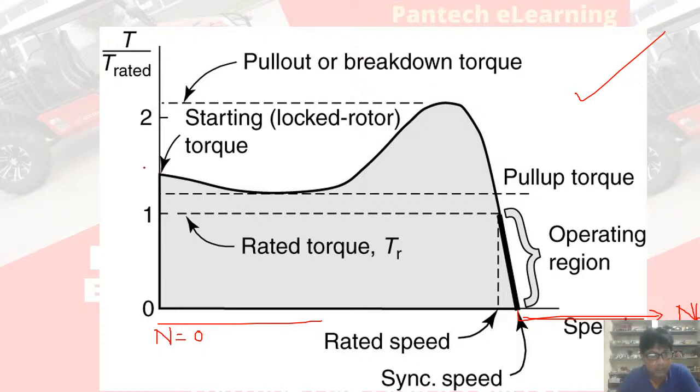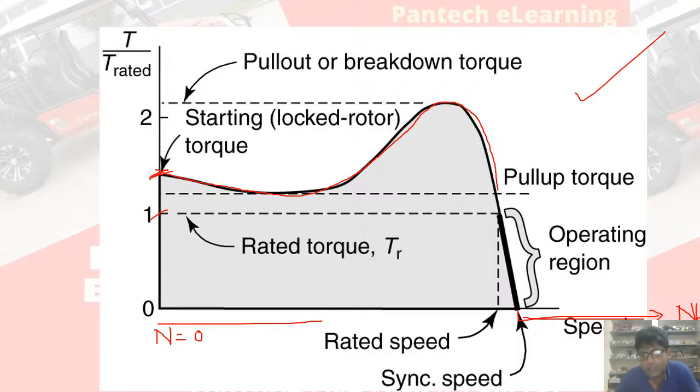So you see, during starting, here is my rated torque, and my starting torque is higher than that. Once the torque is very high, it is accelerating the machine. Why this nature? I am going to explain why this is: first more, then again up, and like that, why it is happening.